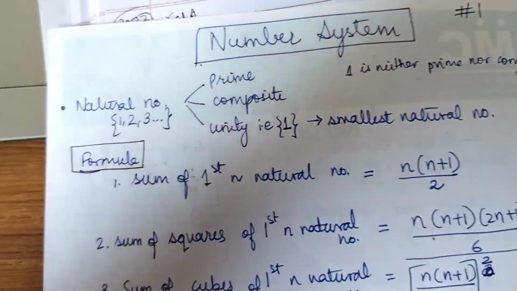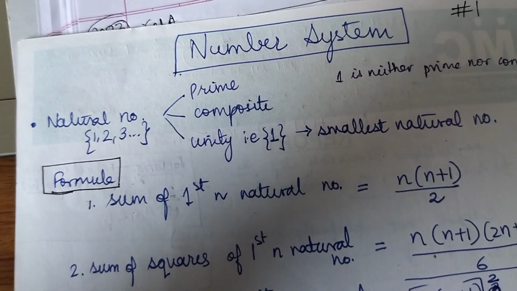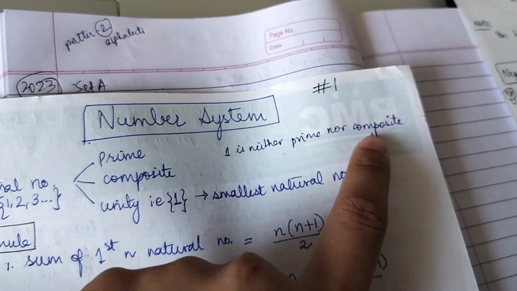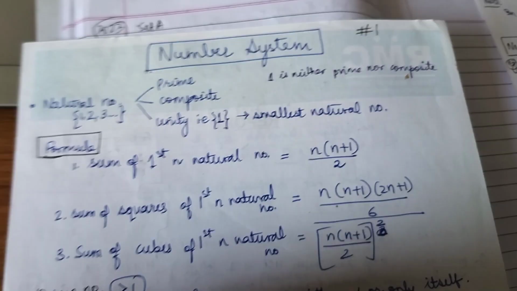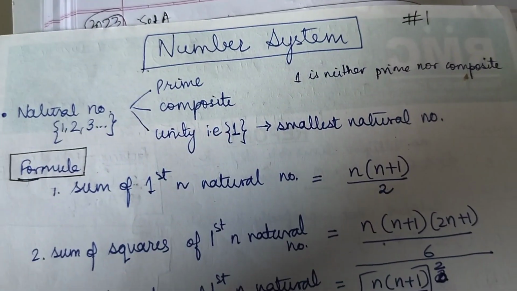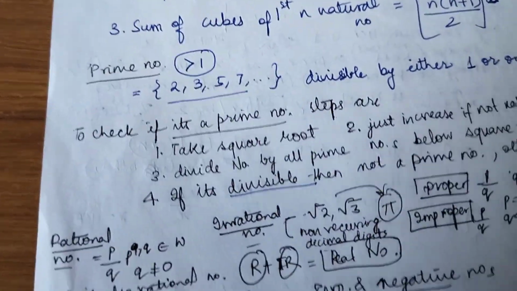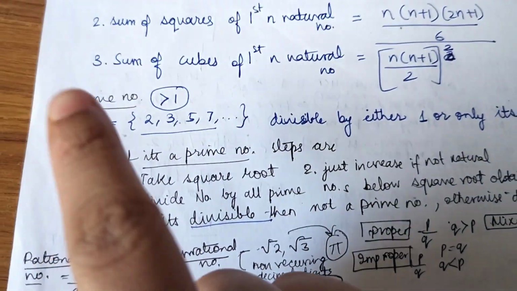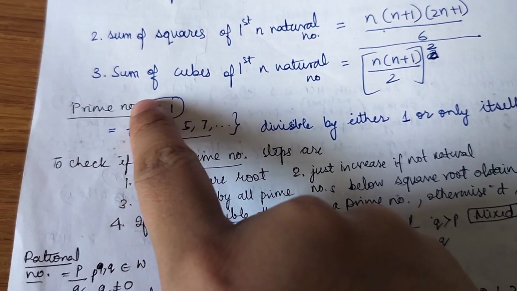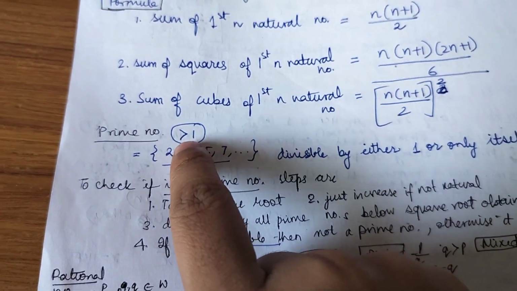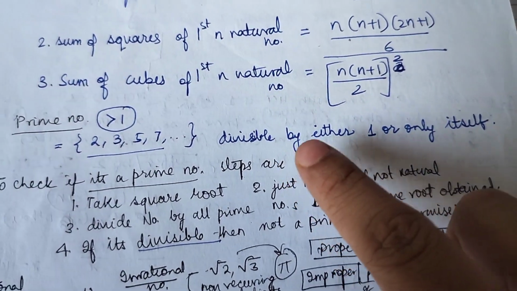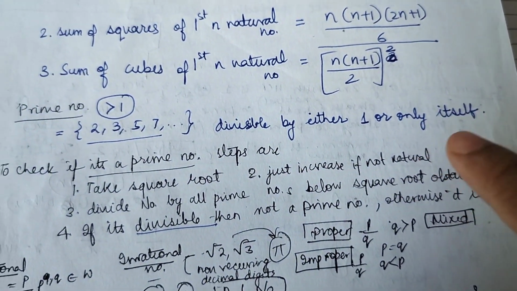Now, natural numbers are prime numbers, composite, and unity. Now, one is neither prime nor composite. Always remember this. One is neither prime nor composite. This mistake has been made by many people when we were kids, but make sure to remember this. Alright? Prime numbers are going to be greater than 1, so 1 is not there. What are prime numbers? They're divisible by only 1 and the number itself.